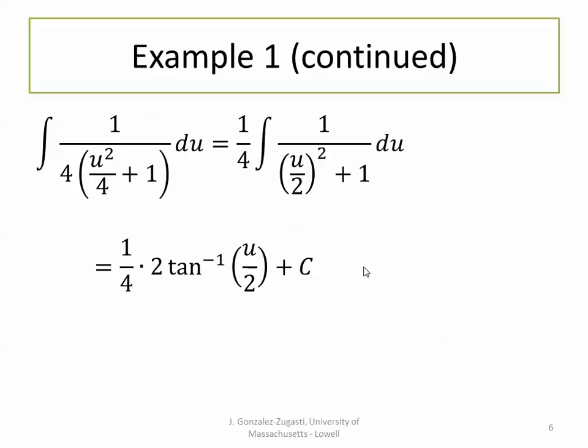Well, we're not quite done yet. It's still in terms of u. I need to put it back in terms of x. We said that u was equal to x minus 1, so we get our final answer.